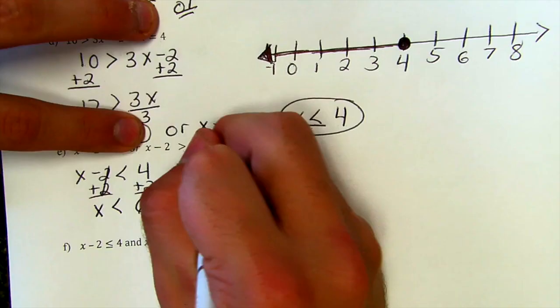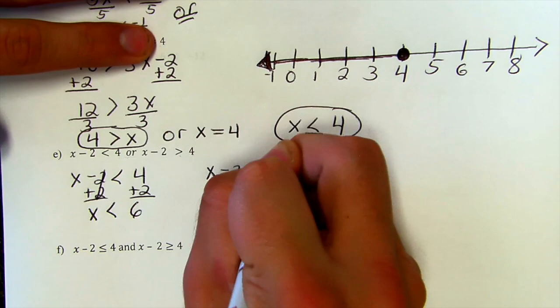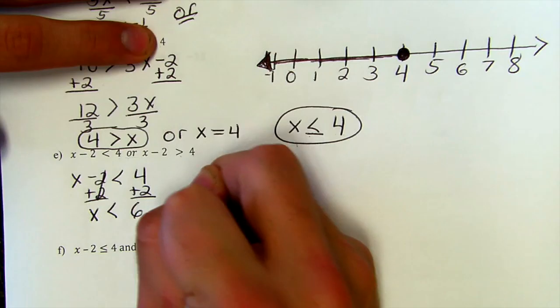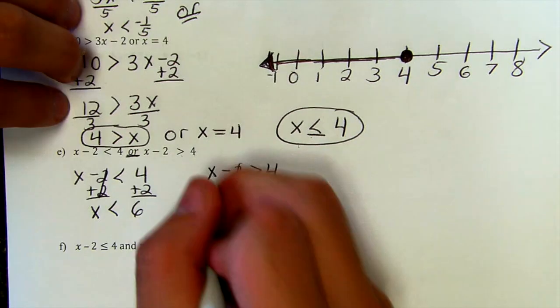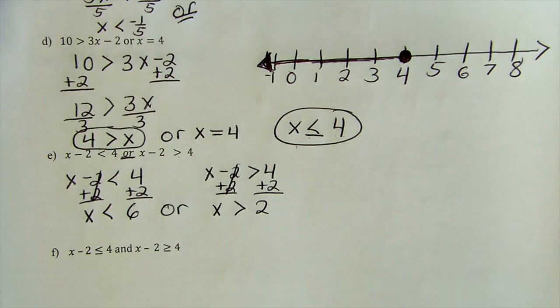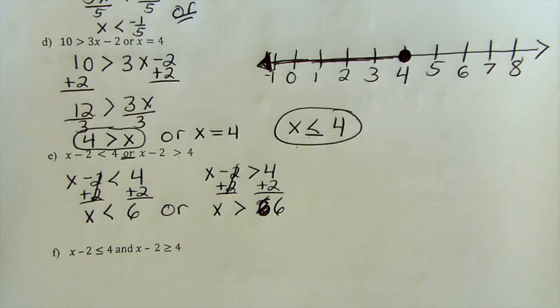Now let's look at or x minus 2 is greater than 4. So we're going to have x minus 2 is greater than 4. And then to get what x is on both sides, we have to add 2 on both sides. So add 2. Add 2. So we're going to get that x is greater than 6. And again, we have or. So down here we're going to write or. This would be 4 plus 2 is 6, not 2.